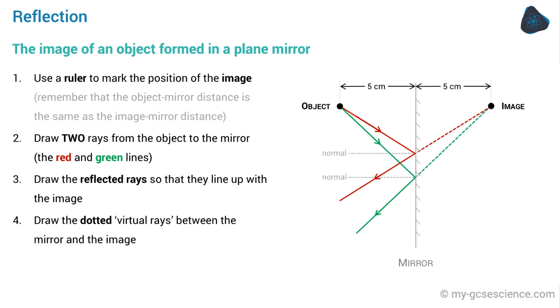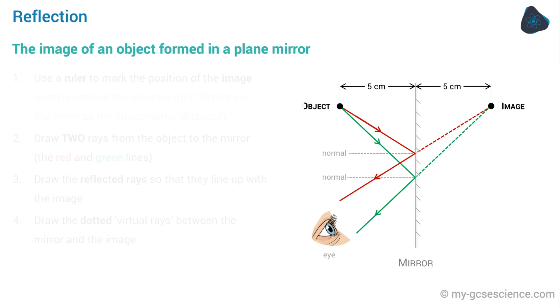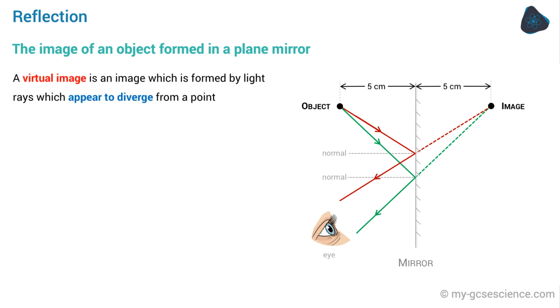Now that we've finished our diagram, we can explain fully what's meant by a virtual image. If we look towards the reflected rays from this position, it'll seem to us as though they came from the virtual image, even though we know in actual fact that they were reflected from the mirror. A virtual image is an image which is formed by light rays which appear to diverge from a point. By diverge here, we just mean spread out from.